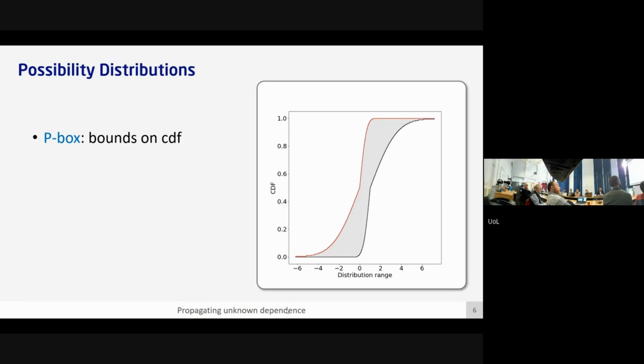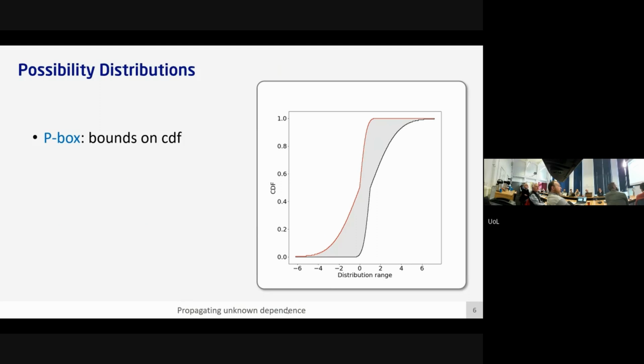So for this method, I'm going to introduce an alternative model for uncertainty called the possibility distribution, which Alex spoke about. And to describe that, I'm first going to show you a p-box, which is essentially two bounds on a CDF, and it represents a collection of distributions. Any distribution which falls in the bounds is a member of the p-box.